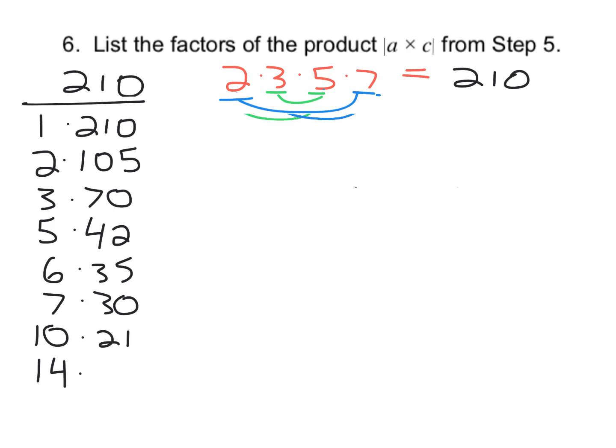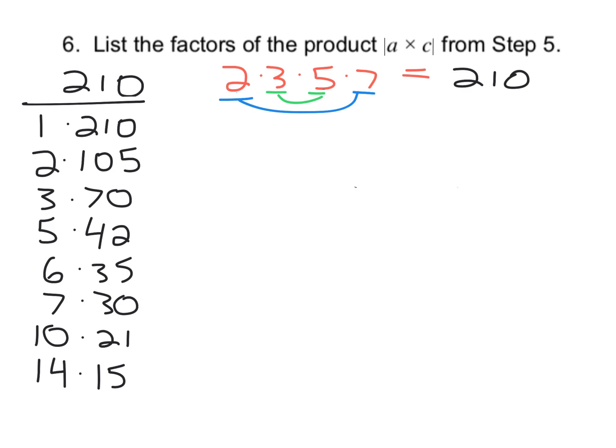And we've met in the middle. We met in the middle because 14 and 15, there's nothing separating them, okay? This went up slowly by 1 at a time, but this dropped really quickly down to this. And this becomes then the whole list of factors for a times c, 210.